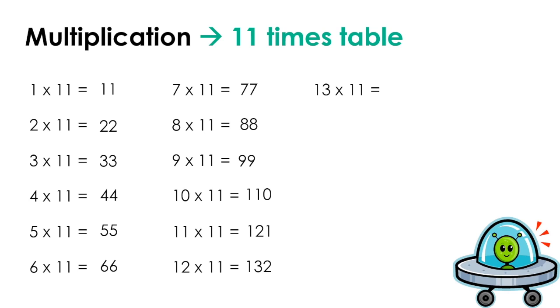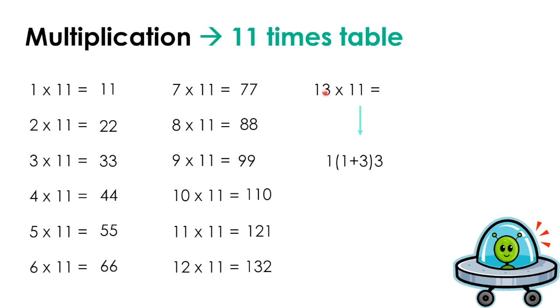13 times 11. So let's look at the number 13. It has 1 and 3. So you just take 1 and leave it at one side. You take 3, you leave it at the right side, and you take 1 plus 3, you get 4. So you put it as 1, 4, 3, and that gives you the answer. Surprised? Let me show you.